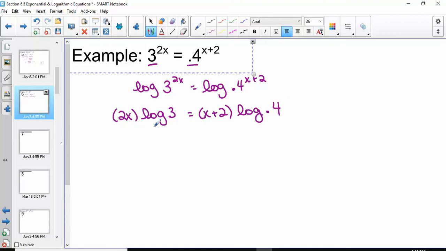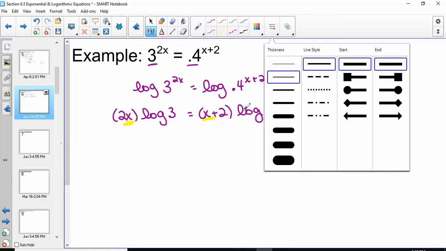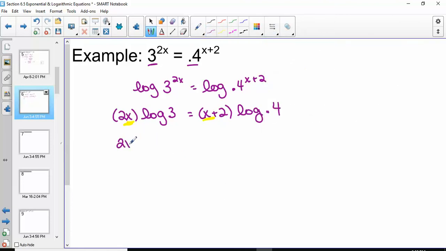Okay, this one is not as easy as just dividing by my log 3, because if you notice, you have x's here and here. We have to first get all those x's on one side. So over here, we have to distribute the log 4 to both. Sorry, log 0.4.